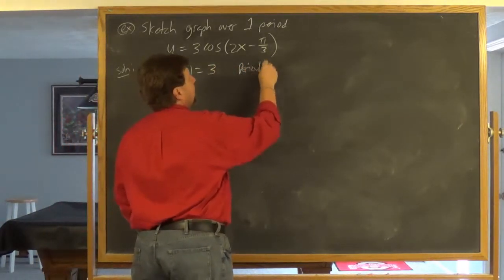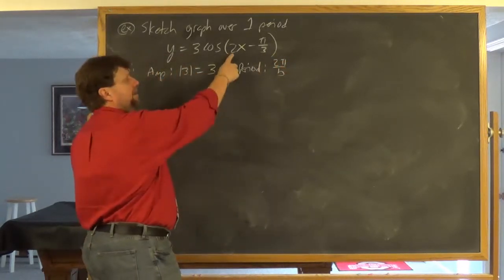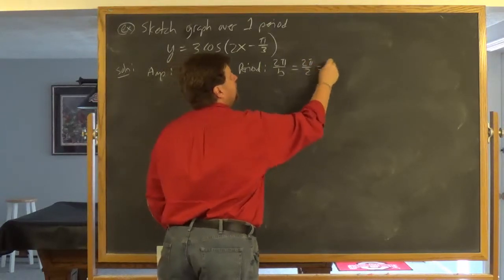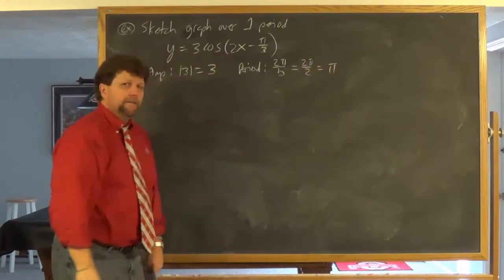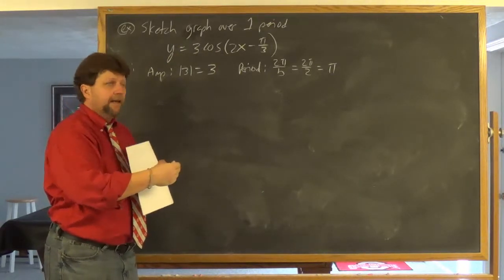We know the period is 2 pi over b. Since b has a value of 2, the period is pi. So I know the period has a length of pi.